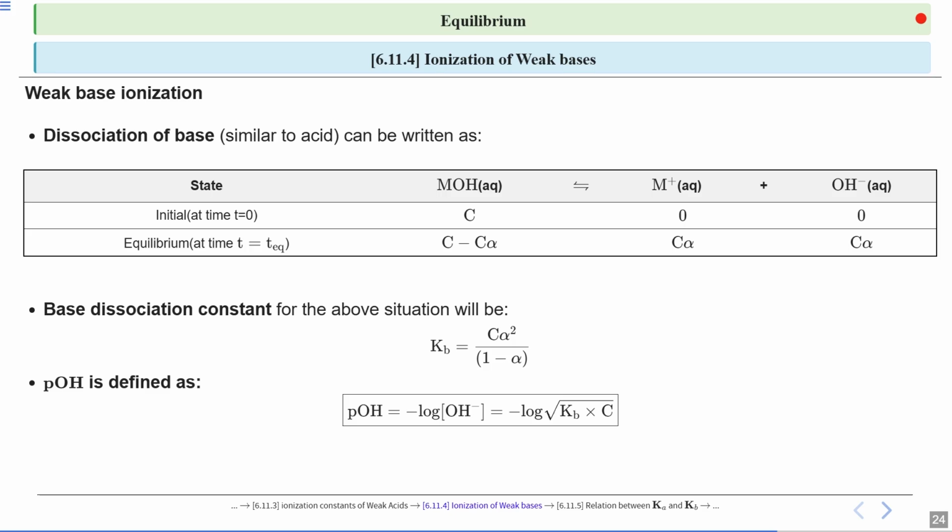So Kb is your base dissociation constant. Similar to Ka, higher the value of Ka, we have the stronger acid. So higher the value of Kb, we have a stronger base, or lower the value of pKb, we have a stronger base. So these two things are again true for the bases as well.